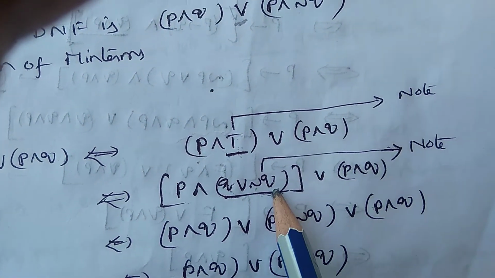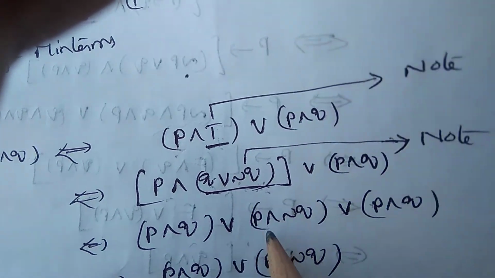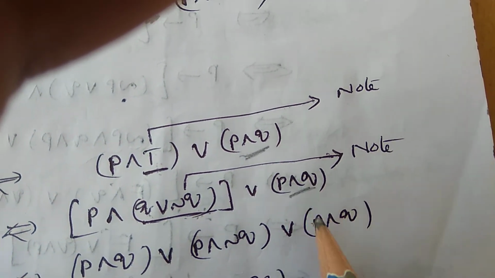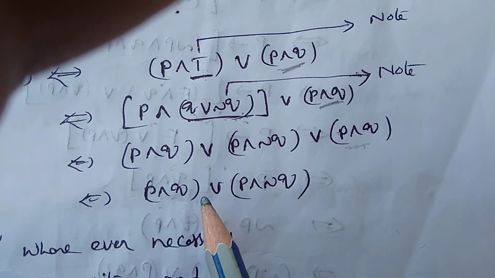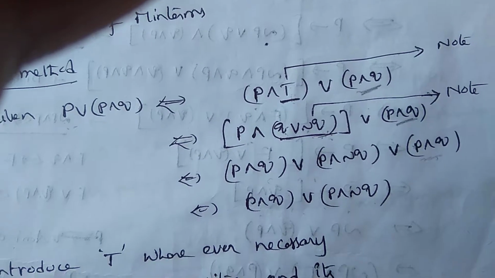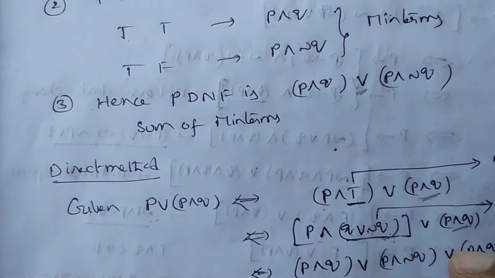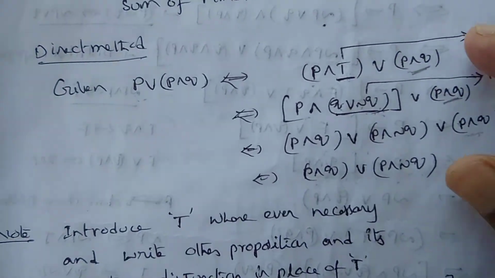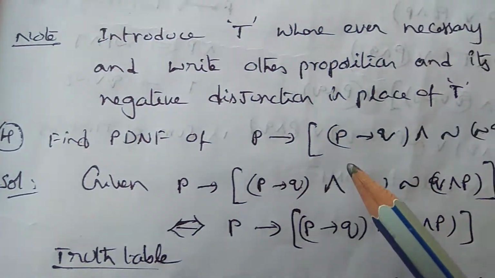So again apply the distributive property: P and Q or P and negation Q or P and Q. This does not need to change. So hence P and Q you get 2 times. So P and Q or P and negation Q. This can be verified using logical equivalence formulas with the truth table. These are equal. So you can use either method, the truth table method or this method, to get the answer. So find PDNF. One more problem.